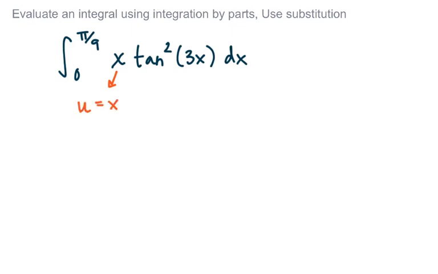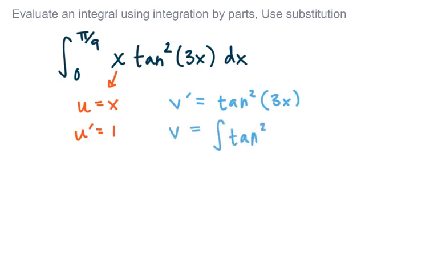And then v prime will equal tangent squared of 3x. So the derivative, u prime, would be 1, or dx. And v, that's pretty hard for me to integrate. So I'm going to say that v is just the integral of tangent squared 3x dx.